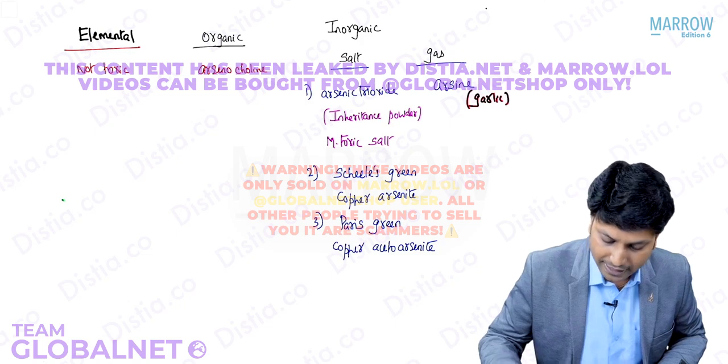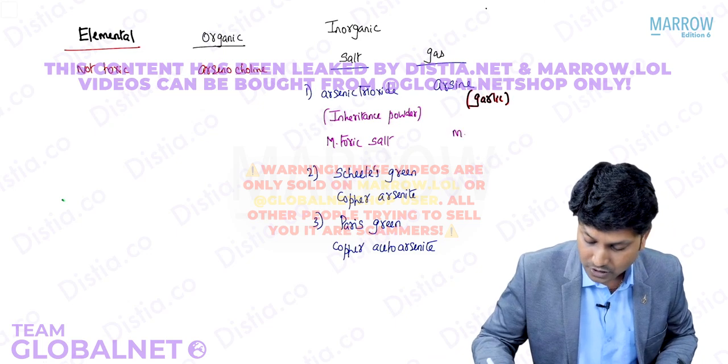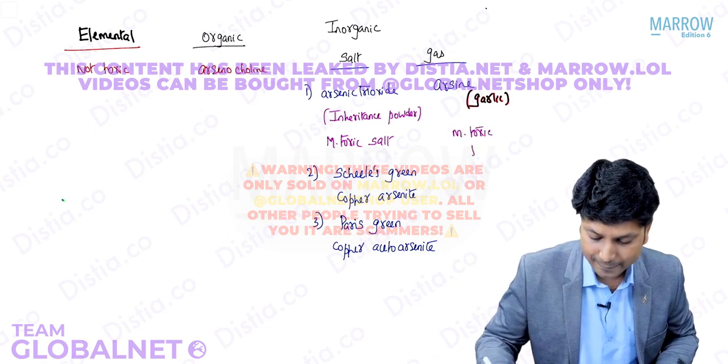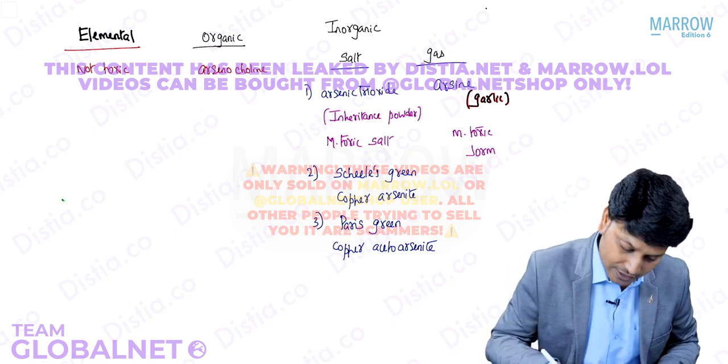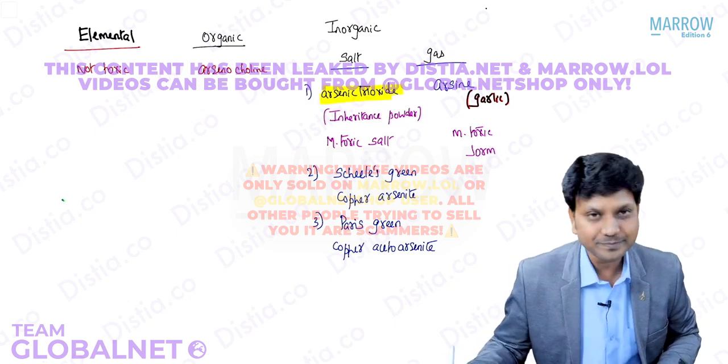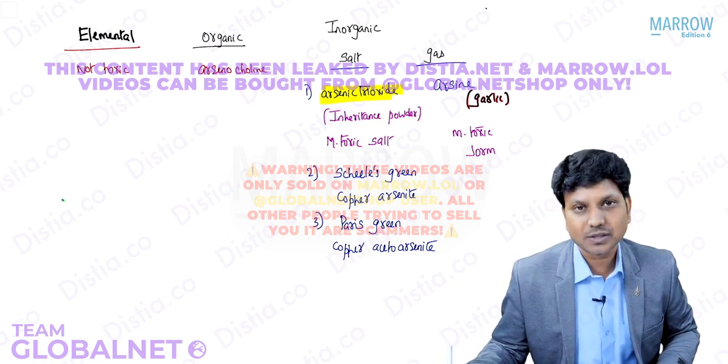And do remember, if they ask you which is the most toxic form of arsenic, the most toxic form of arsenic is arsine. Right? If they ask you what is the most toxic salt of arsenic, then your answer should be arsenic trioxide. Okay, arsenic trioxide is the most toxic salt, arsine is the most toxic form.